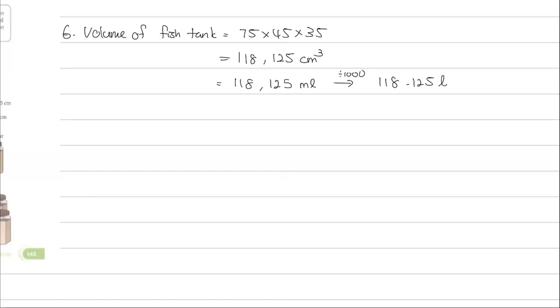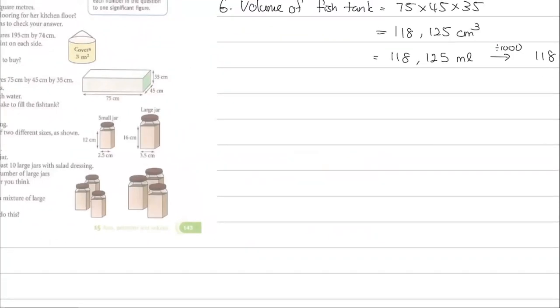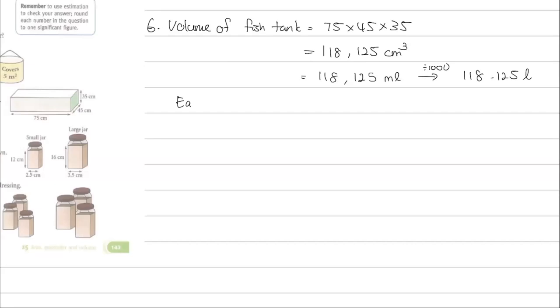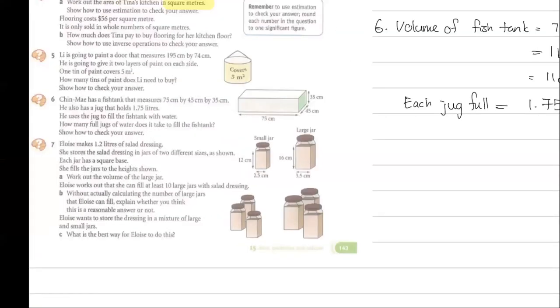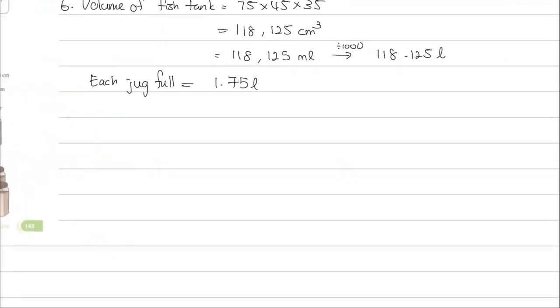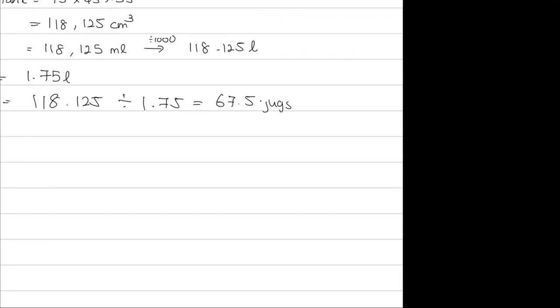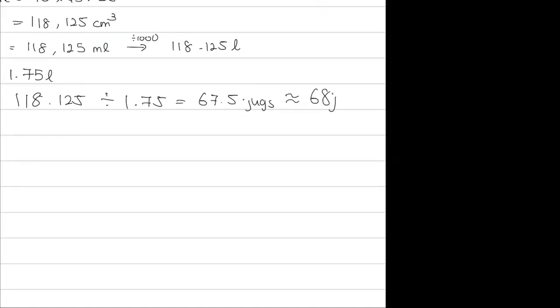And then each jug, one jug can only fill 1.75 liters. How many jugs do we need? Well, it is very easy. We're just going to take the number of jugs, 118.125 divided by 1.75. Then we can find how many jugs we need. We need 67.5 jugs, which must be rounded to the next number, 68 jugs.